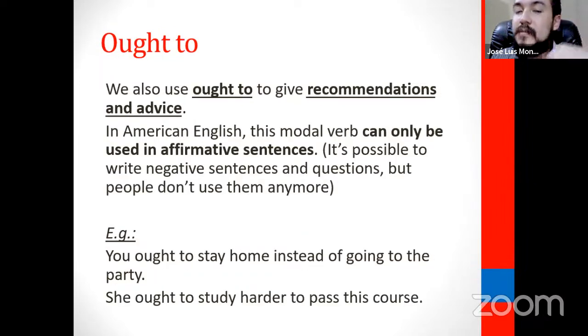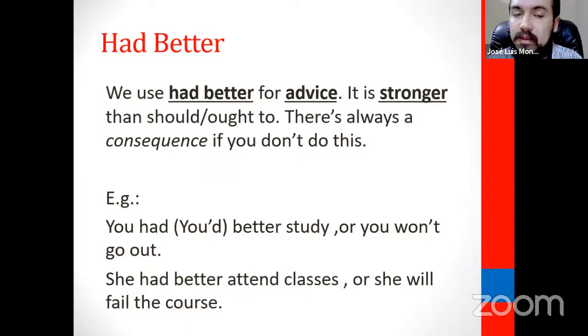Ought to is the same, but remember, in American English and in modern English, this is disappearing, so it's not as common. It's also for recommendations and advice, but mainly for affirmative sentences. Negatives and questions are not going to be as common anymore. Had better is advice, but more than advice it's like a warning, a mix between advice and a warning. So you had better or you'd better do this, or there's going to be a consequence, right?